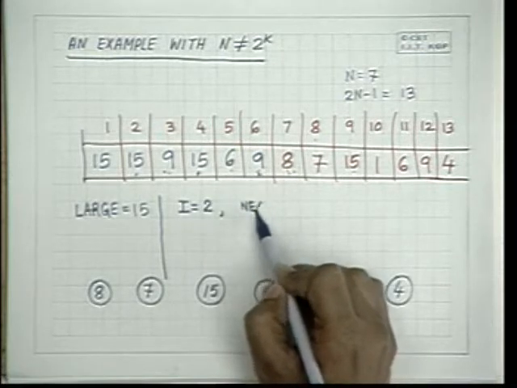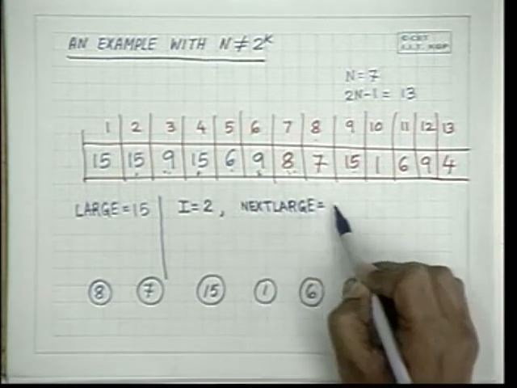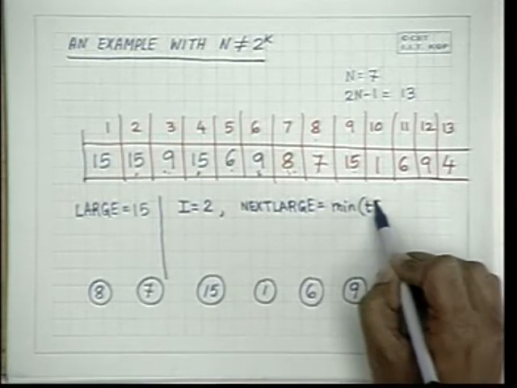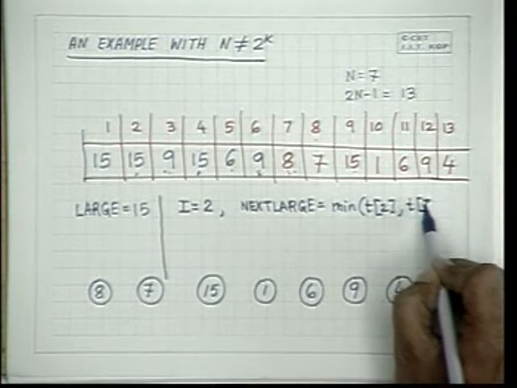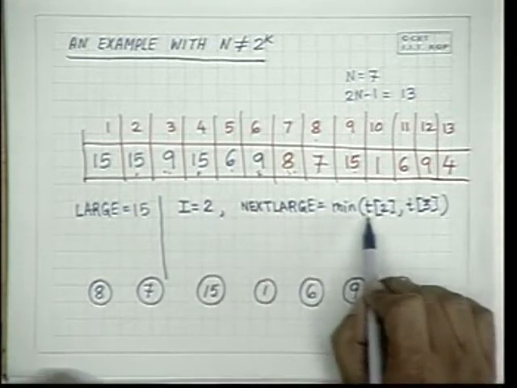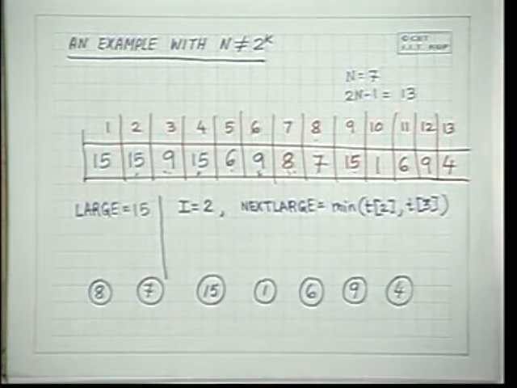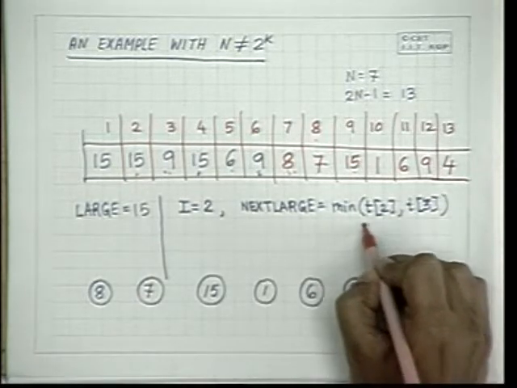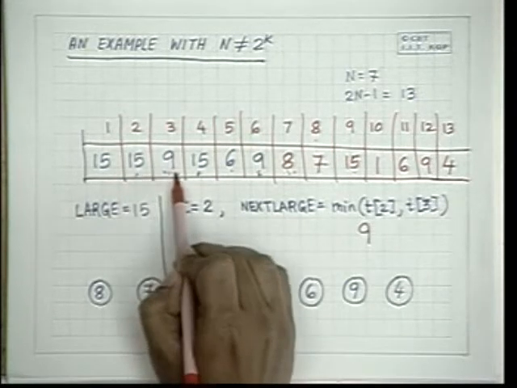We next initialize the next largest element to the minimum of the tournament values, let us call them T, T2 and T3. So this is what we initialize: I to 2, and the next largest element is initialized to the minimum of T2 and T3. So in our example, the next largest element will be initialized to 9, because the minimum of T2 and T3 is 9.